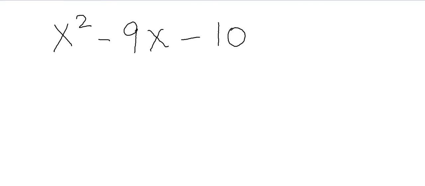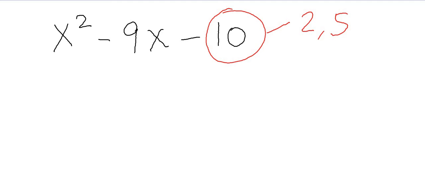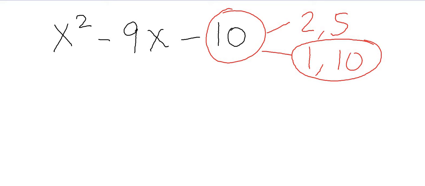Alright, then let's look at the third and last example. That is x squared minus 9x minus 10. Alright, so again let's look at this number here. You can have 2 and 5, but you won't get a 9 from these two numbers. Or you can have 1 and 10 as factors of 10, and 10 minus 1 is 9, right?